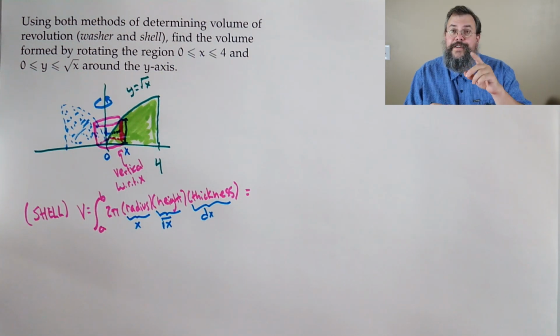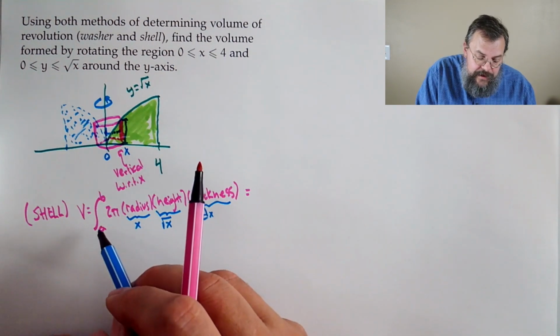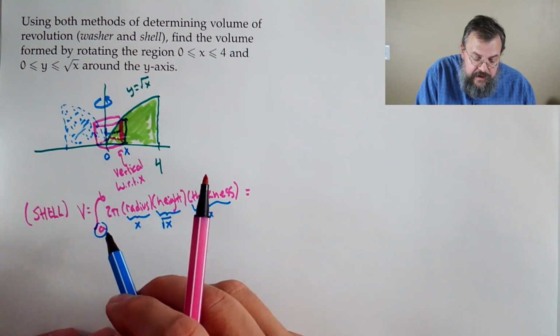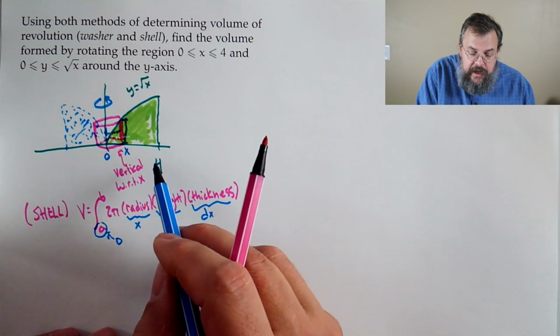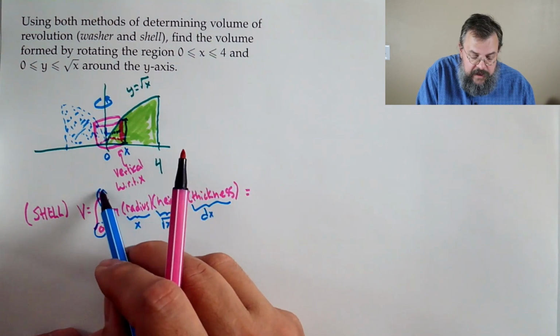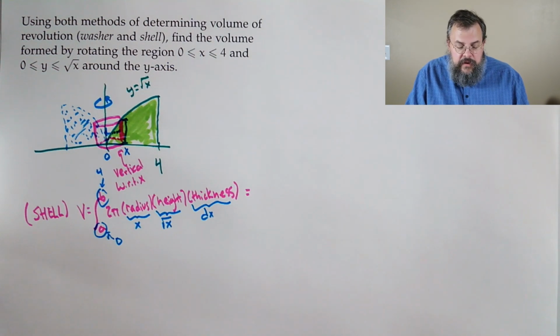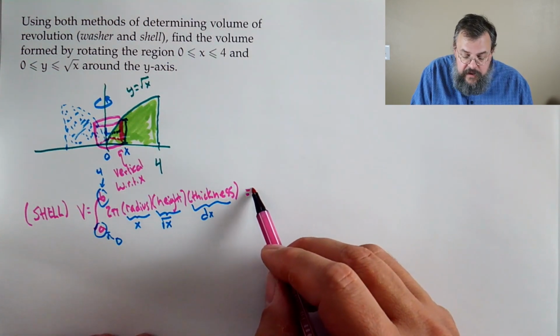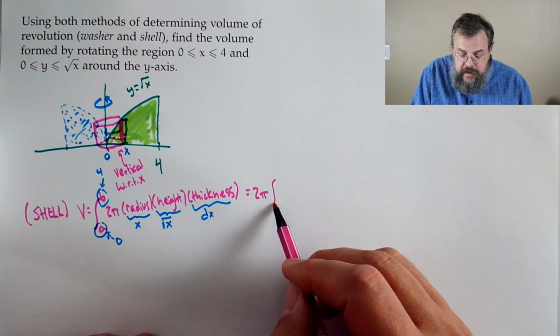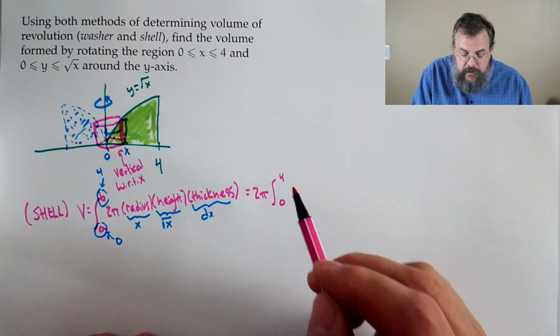Oh, whoops, start and stop. We should mark that. So start at 0. Okay, that's not so bad. End at 4. All right, now we're ready. So we have 2 pi integral from 0 to 4.